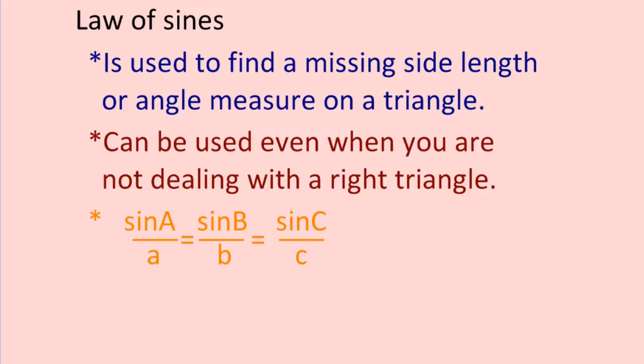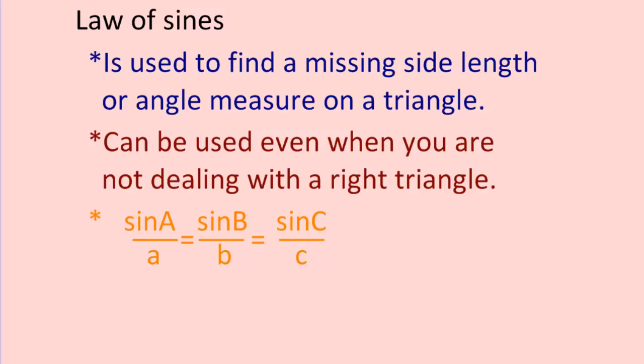As a formula, law of sines looks like this. It's 3 equal ratios. The uppercase letters represent angle measures, whereas the lowercase letters represent side lengths. Side A, for instance, would be opposite angle A, across from angle A, just like the way we've been naming side lengths so far in this unit.